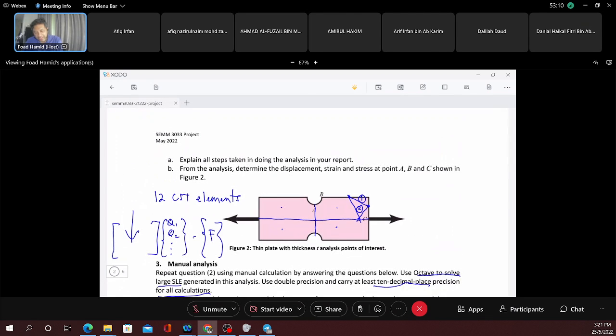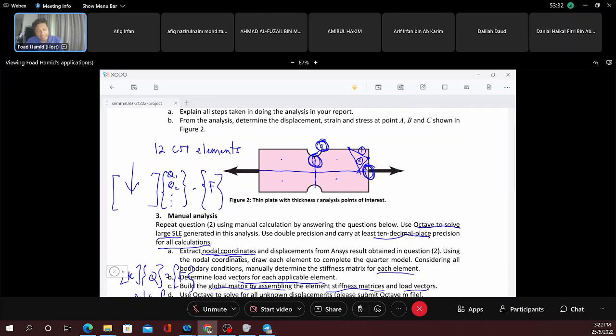So this is A, this is B, this is C. I want you to compare the result from ANSYS for A, B, and C, and the result from your manual calculation for A, B, and C. Theoretically, it should be the same. But if you screw up, then it will not be the same.